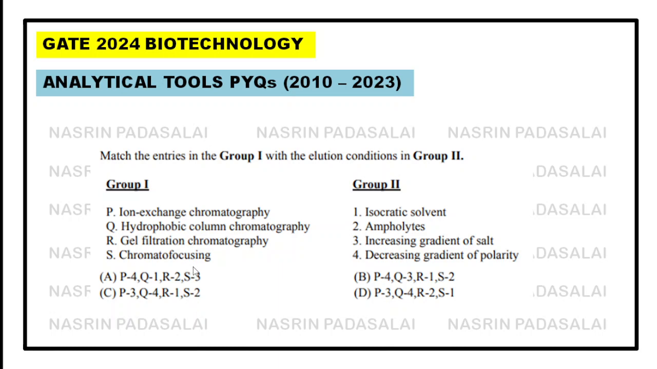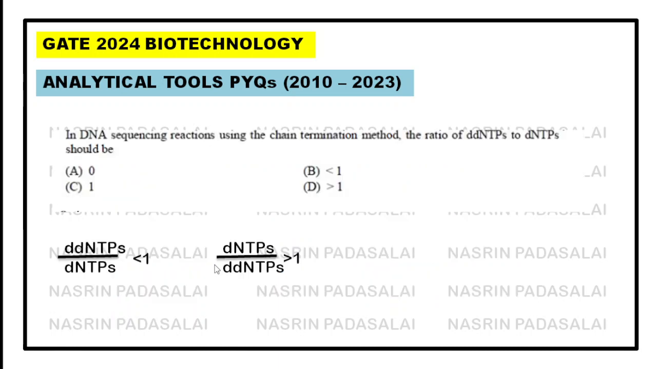Chromatofocusing is also a protein purification technique. It is similar to ion exchange chromatography, and in this chromatography they will be employing ampholytes. The only difference between ion exchange chromatography and chromatofocusing is that in ion exchange chromatography, for elution, they will be employing an increasing gradient of salt, whereas in chromatofocusing, depending upon the buffer pH, they will be separating the components. Okay, so option C is correct.